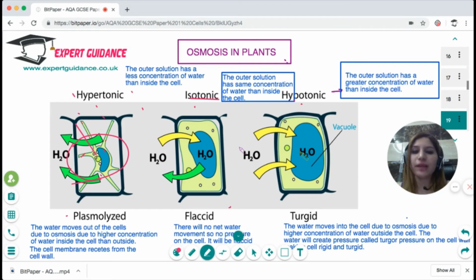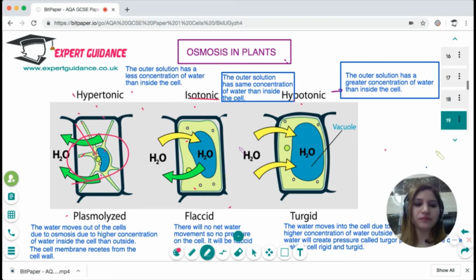and that makes the plant cell keep its proper shape. On the other hand, if we place it in an isotonic solution, it will have the same concentration of water outside and inside, so there's no net movement of water. As a result, no pressure will build up and the cell will be soft. So in the plant cell, there are three terms: turgid, plasmolyzed, and flaccid. And you need to remember these terms.